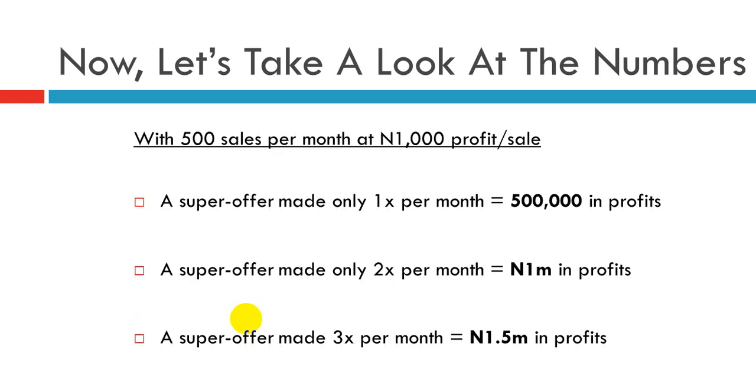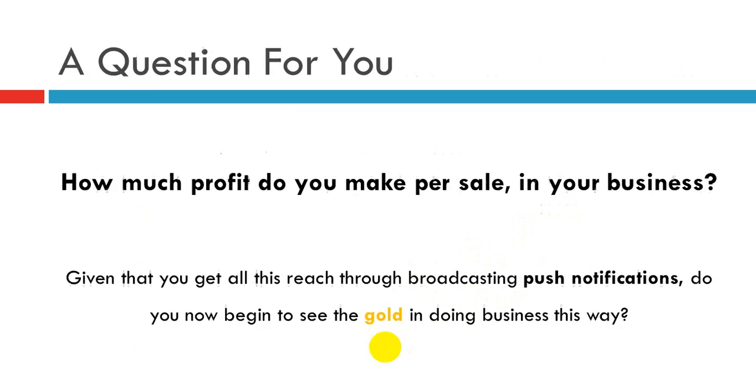Now, if your profit per sale is only 1,000 naira and you make that super offer only one time per month, the profit you're going to be making will be 500,000 naira that month. If you make that offer twice, that's 1 million naira in profit. But if you make it 3 times, that's going to be 1.5 million naira in profit. So I'm going to ask you a question. How much profit do you make per sale in your business?